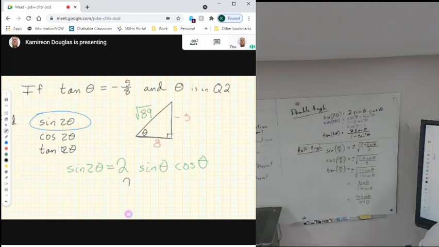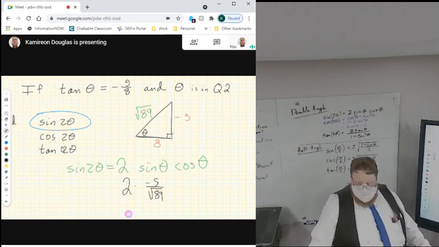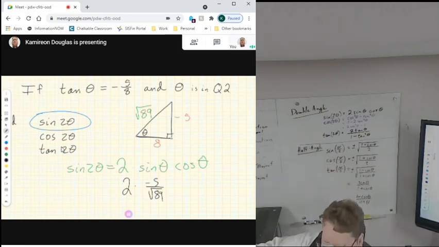Good. So we have 2 times... You got -5 over square root of 89. How did you get that? Look at the triangle. He remembers that sine is opposite over hypotenuse, so he pulls in the opposite, -5, and the hypotenuse, square root of 89. Good to go.